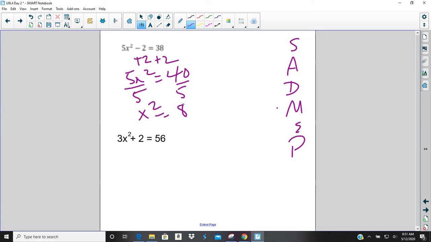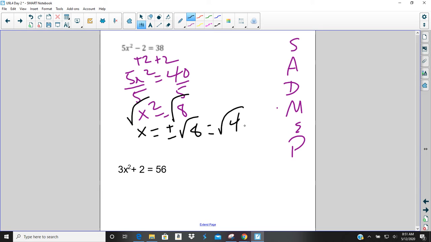So you guys know that x squared equals 8. When we take the square root of it, we're going to be left with x equals plus or minus the square root of 8. Is 8 a perfect square? No, it's not. What perfect square is in 8? 4. 4 times 2. So we're left with plus or minus 2, the square root of 2, and that's what x equals. Try the next question on your own.